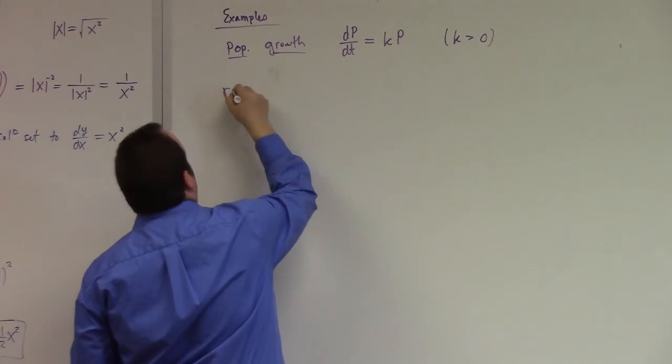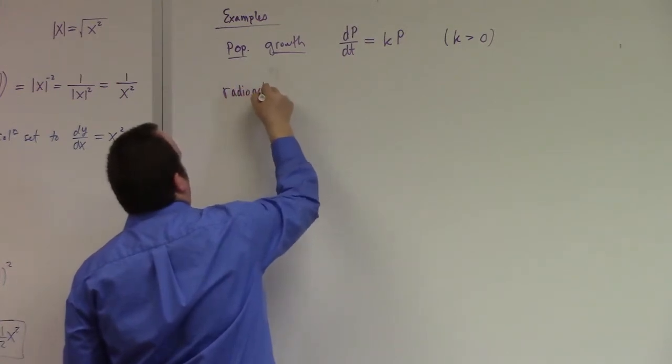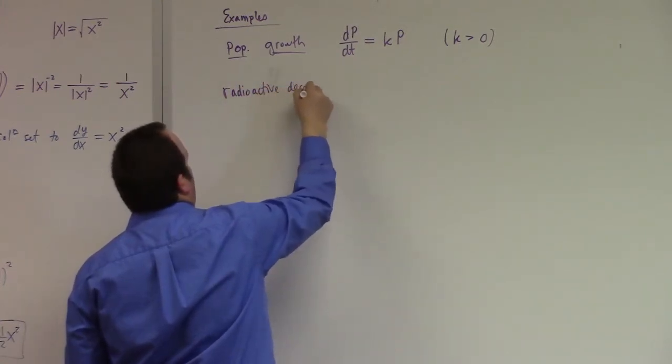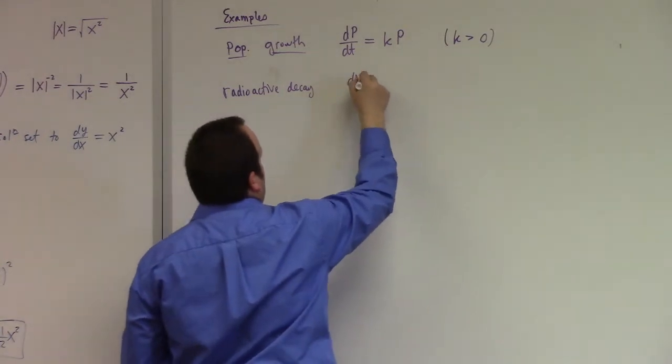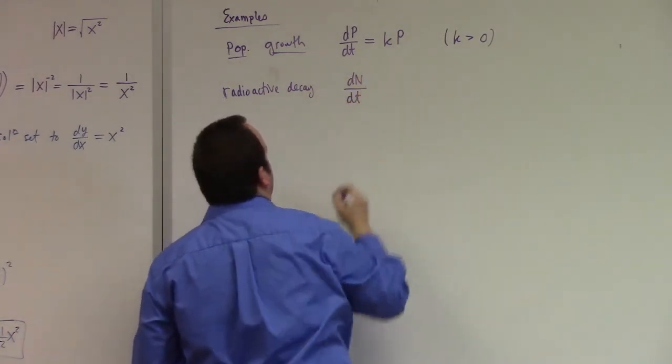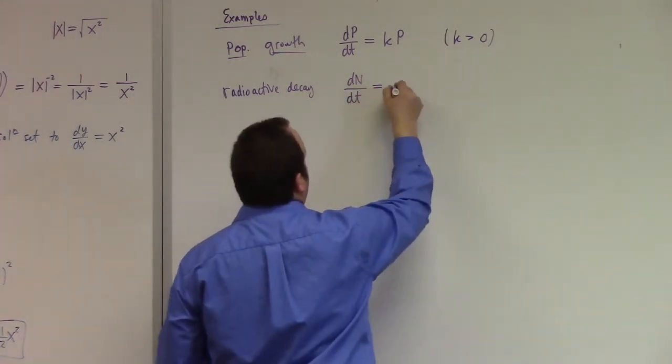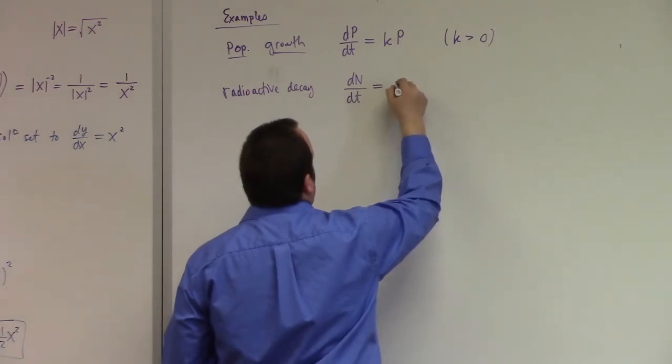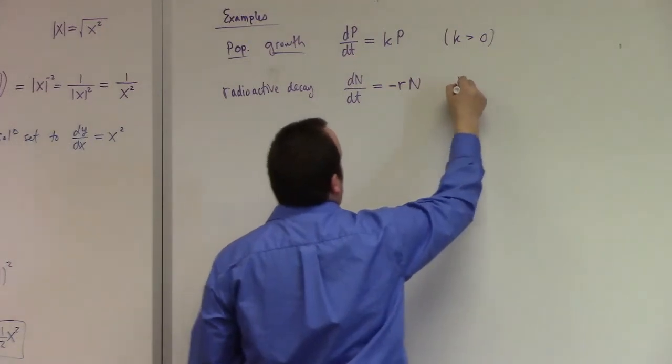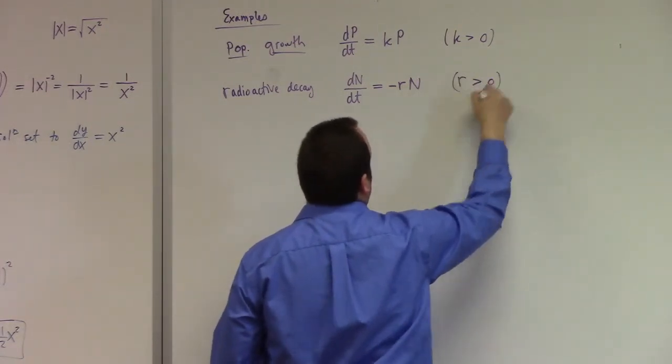You can talk about radioactive decay. So you can talk about the number of particles, and the number of particles, well, I guess it's a question of notation. I'm going to say dN/dt equals minus rN, where r is greater than 0.